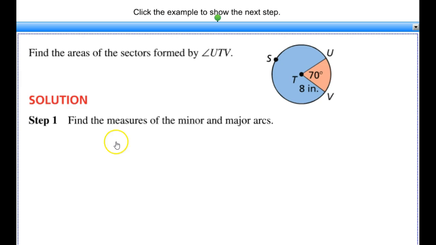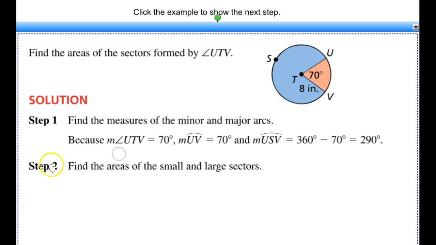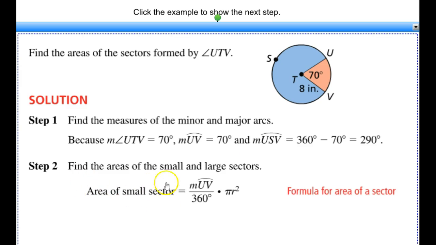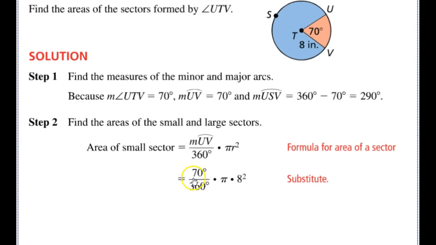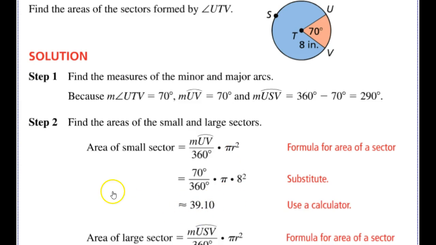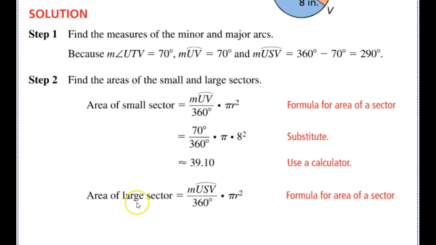So I have to find the measures of my arcs, and then I can find the area of my small and large sectors. So I take my little piece divided by the whole circle, which would be this pi r squared, equals the little piece divided by the whole circle. So now I can use my formula and plug in what I know. And I know that the measure is 70 degrees out of 360. And then my entire area of my whole circle is this pi r squared, so I substitute that in and I use my calculator.